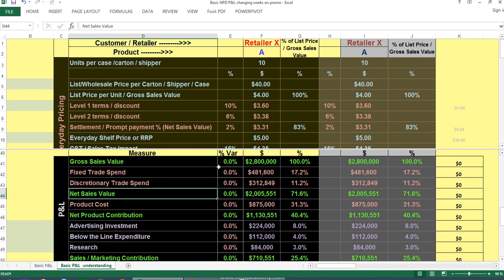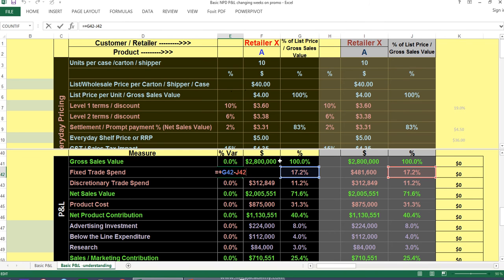So the green cells are absolute percentage variances, as you can see in that formula there, which is basically the variance between cell F and I. While the red cells, which are cost structures, are going to capture just the variance between the percentage of gross sales. So that variance is the cost percentage increasing or decreasing. So let's get into it.